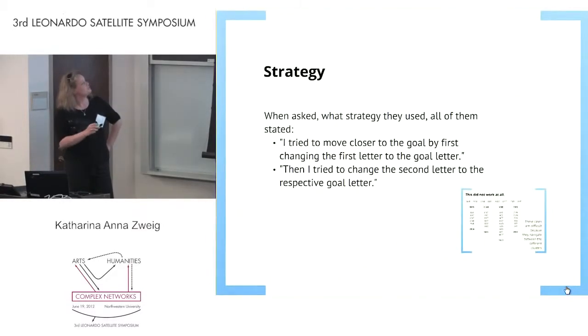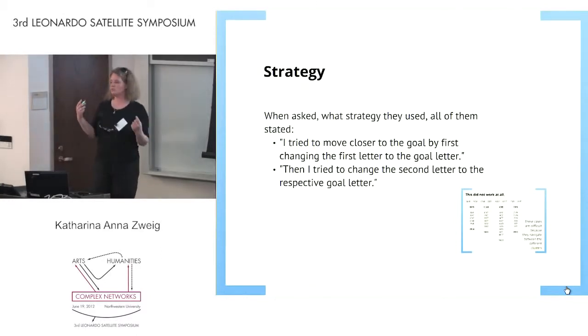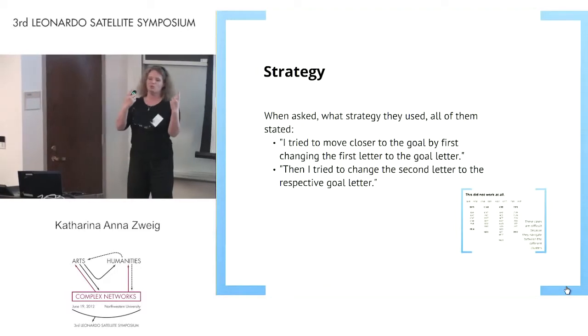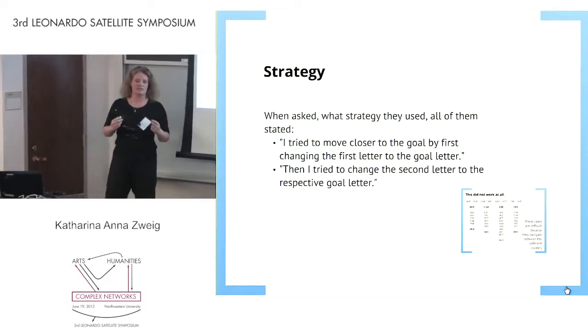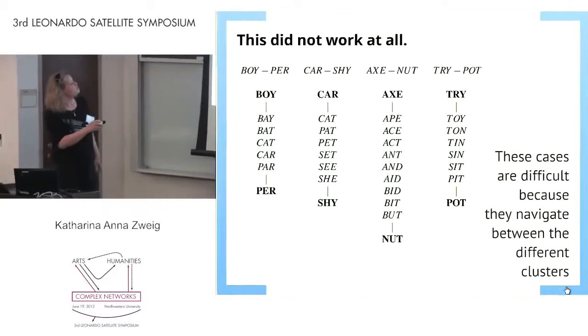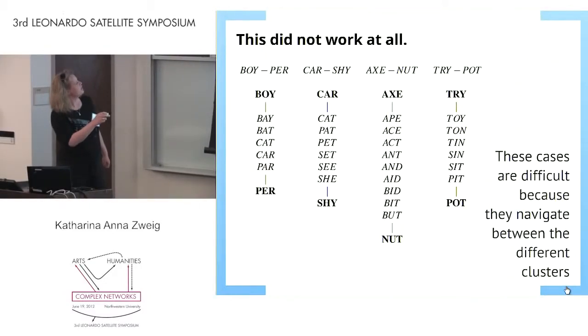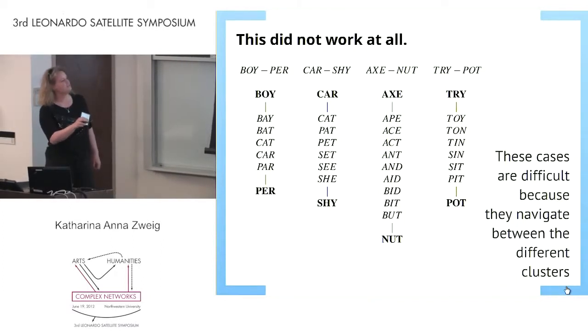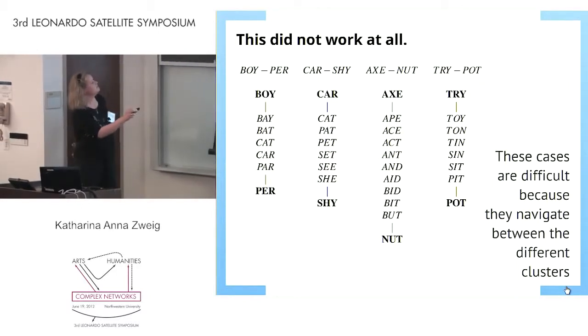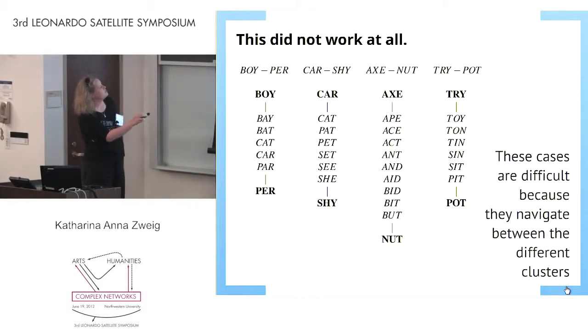What they tried to do, their strategy, we asked them, they tried to move closer in every step. So we could do that with a dog-cat example. In each step, we got one letter right of the goal state. But of course, you cannot always do so. So with these examples, these are shortest paths. From boy, you need to go to bay, and that doesn't look any closer to pear than boy itself. And these cases are difficult, if you remember the big picture, because they navigate between different clusters. One that has a vowel in the middle, and one that is somehow, oh no, this is not a good example, but car and shy is a good example.